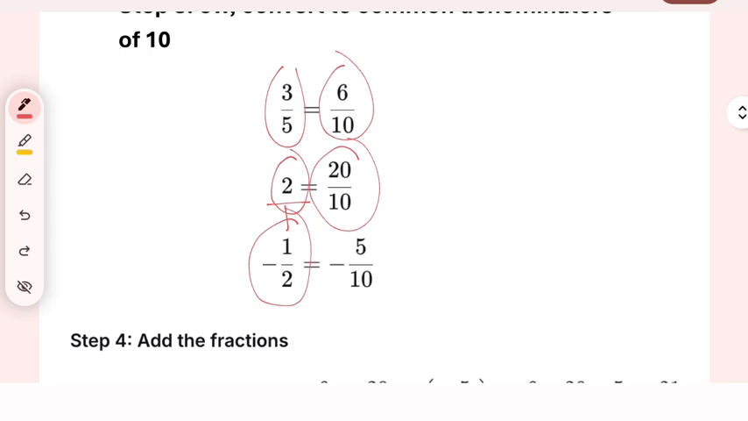How can I make it a fraction with a denominator of 10? I will multiply it by 5. So 2 times 5 is 10, and the numerator 1 times 5 is 5. And it will be negative 5/10. So now we have everything in fractional form with a denominator, or the LCD, of 10.